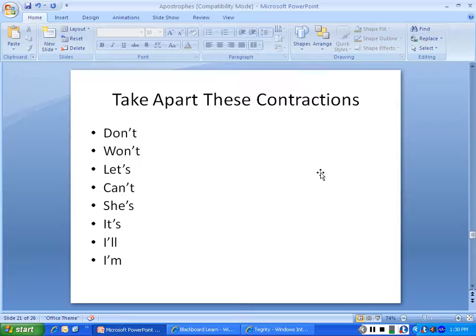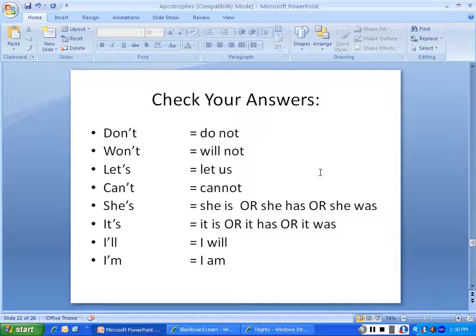Let's check your work. Don't should be do not. Won't should be will not. Let's should be let us, as in the sentence, let us go to the store. Let's go to the store. She can't, she cannot. She's can be she is, or she has, or she was.